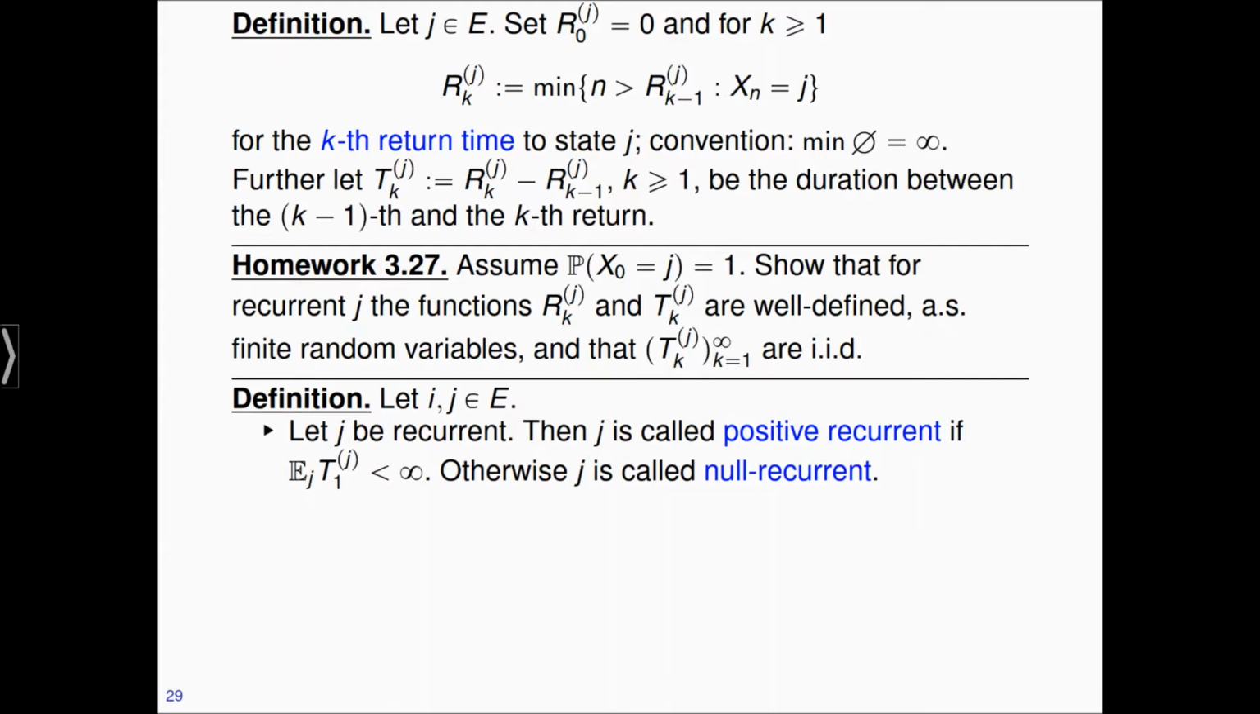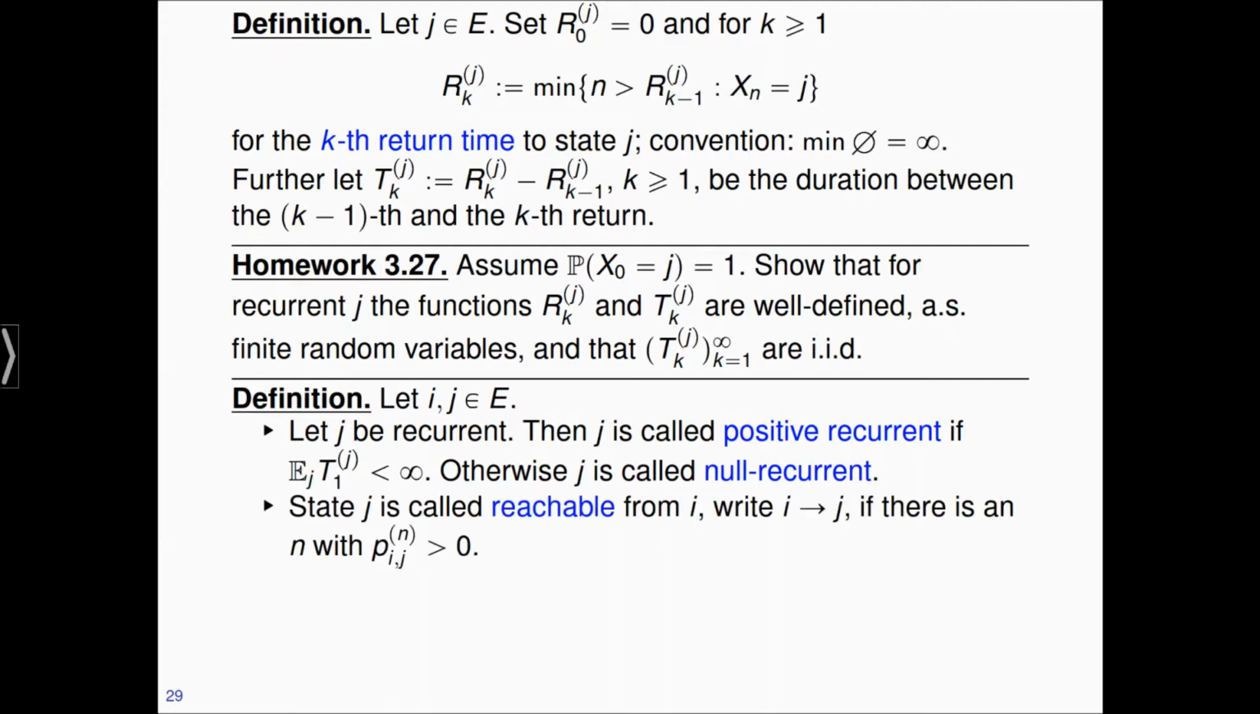So this was still a definition concerning one state only. Now we want to communicate between the states or jump from one state to another. And we say that state J is reachable from state I, and we write I arrow J, meaning I can make it from I to J, if there is an n such that the n-step transition probability from I to J is positive. Recall that this was the probability that, starting at I, X_n is J. So I start at I, and there is an n such that with positive probability I reach J.